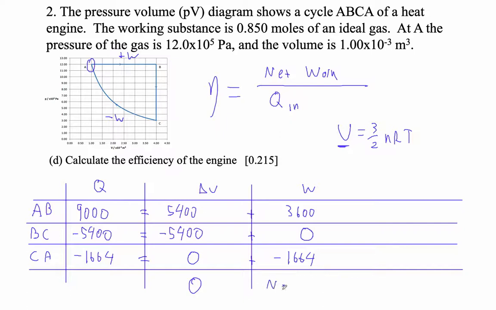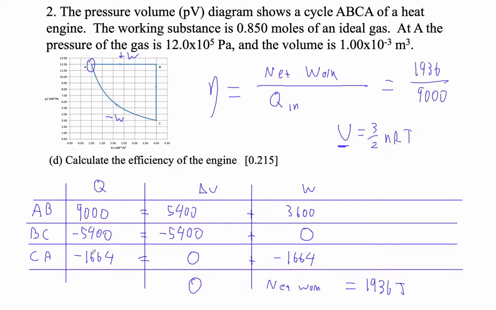Now we can look at the net work done. The net work, not the network, but the net work is 3,600 minus 1664, which is 1936 joules of net work, right? If we look at the heat flow in, the heat flow in is 9,000 joules, right? So our efficiency is going to be 1936 divided by the 9,000 that flows in.